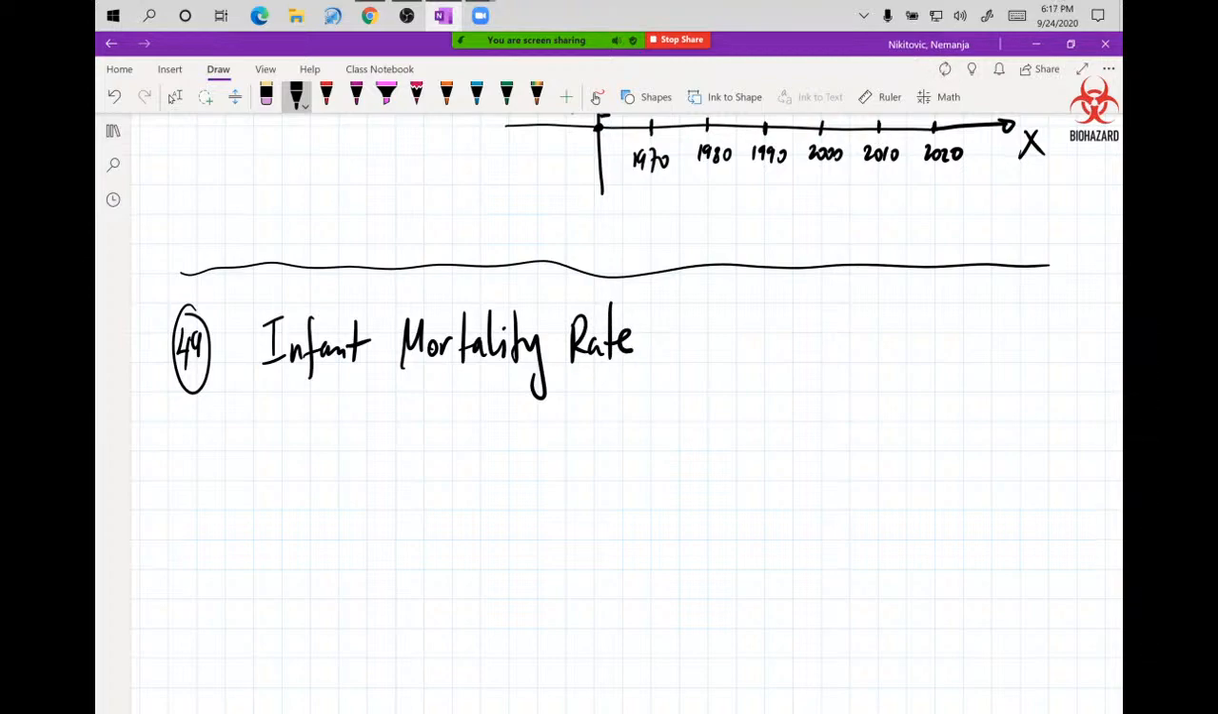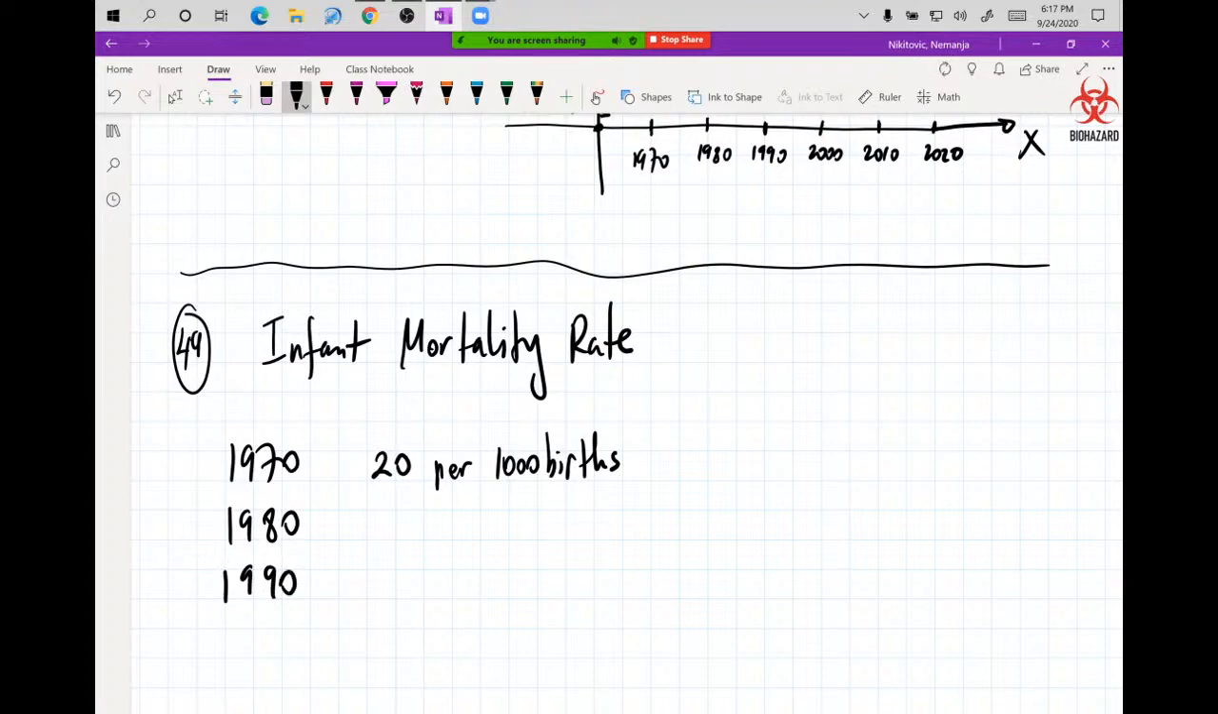So when you take a look at infant mortality rate, they give again from 1970 there was 20 per 1,000 births. Then we have 1980, 1990, 2000, 2010. Obviously, the numbers for 2020 are not out because we are in 2020.